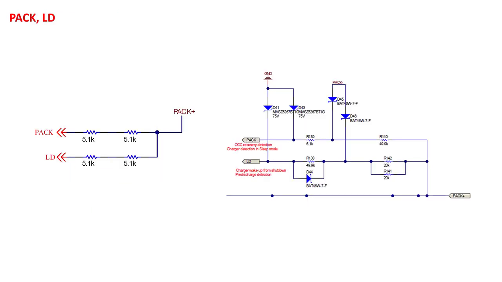Let's look at the PAC and LD pin connections. On the left, we have the standard recommended connections as used on the evaluation module. The PAC and LD pin have multiple uses that I will summarize briefly. The LD pin is used for wake up from shutdown, such as when a charger is attached, for load detection after a discharge current fault, for charger detection in deep sleep, to exit from pre-discharge mode, and it can also be used to measure the voltage at the load.